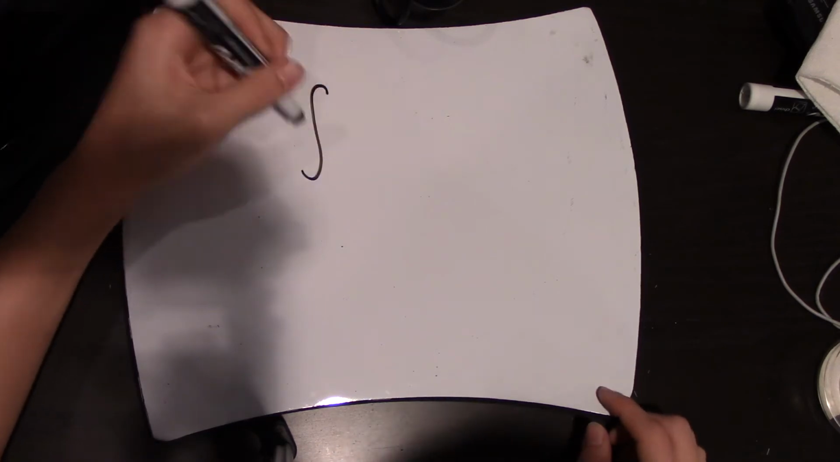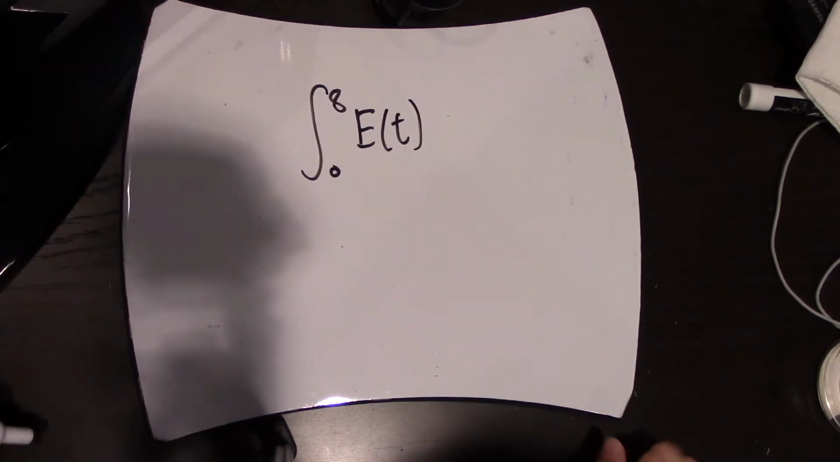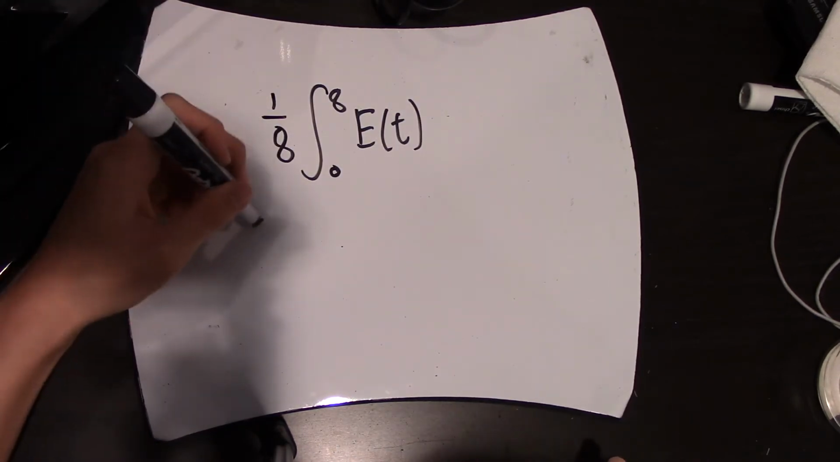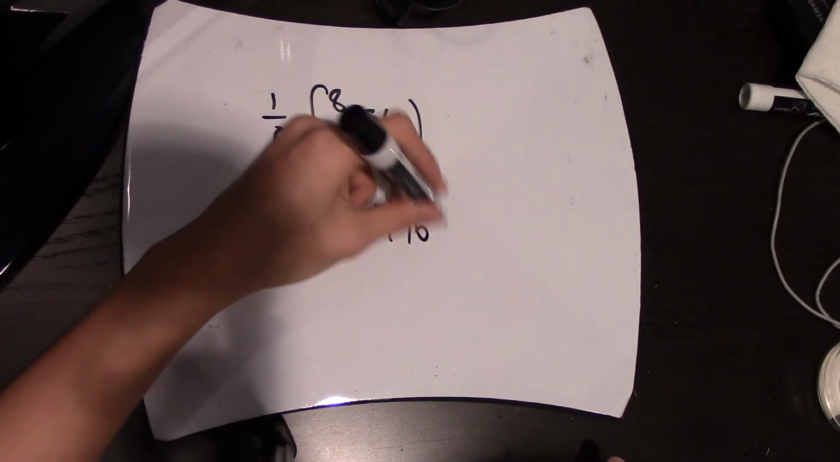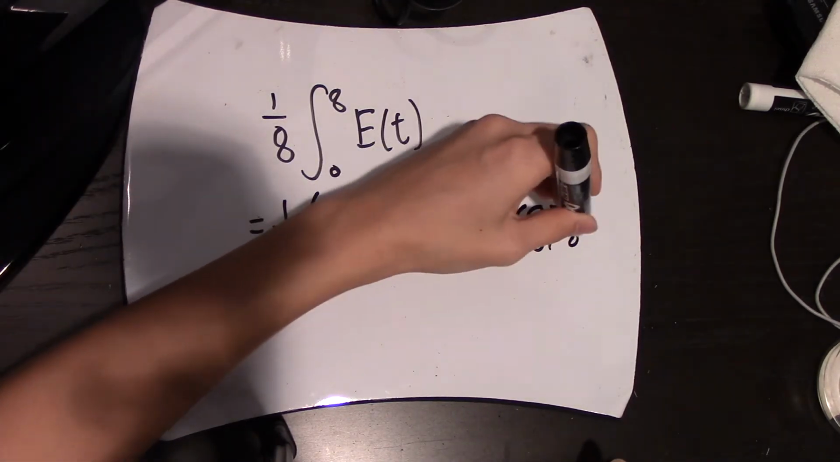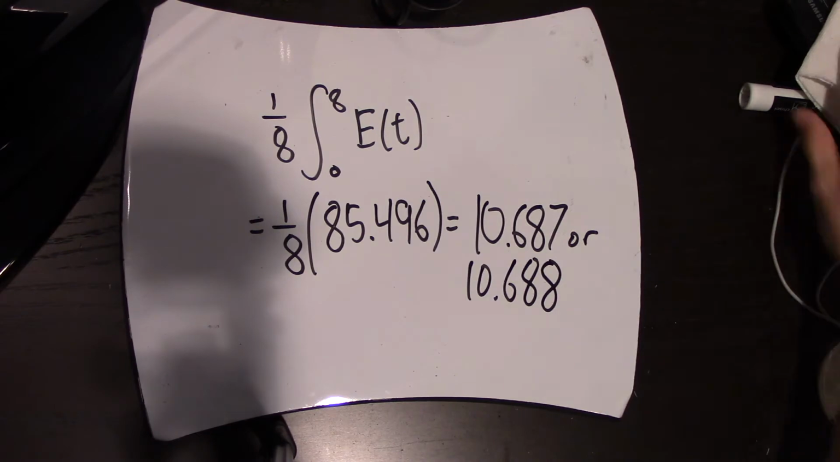Or are we? We have to look at our question again, and in case you missed it earlier, there's a sneaky 1/8 that's lying in front of our integral. That means we have to divide by 8 in order to solve this integral. We get that our answer is 10.687, or 10.688.